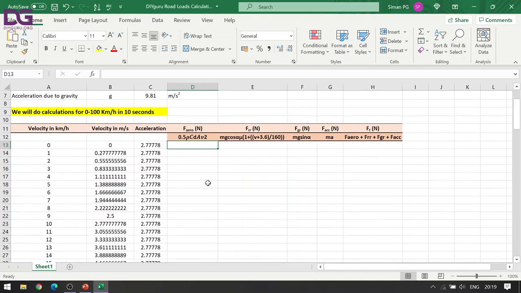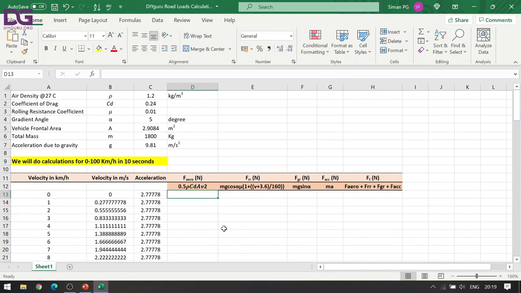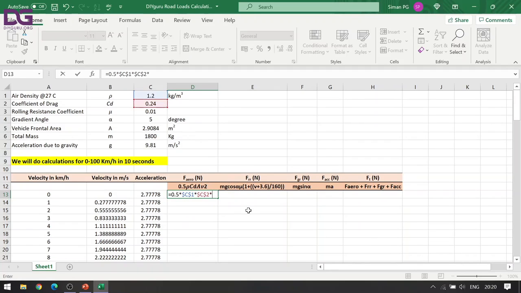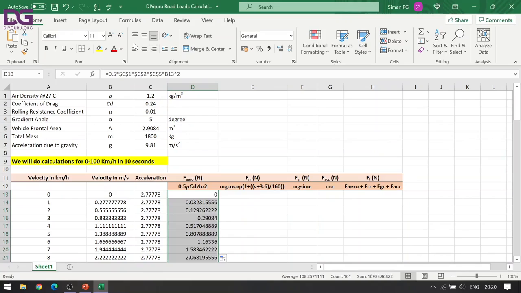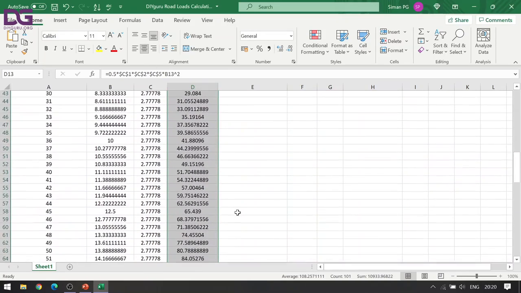And then we will start with the road loads calculation. Again, we will start with equals. We'll type 0.5, multiply, and I'll select the air density. Then I will select the coefficient of drag, then the area, then the velocity, which is in meters per second. Now I have to square this, so I'll add the caret symbol and 2. This will give me the aerodynamic drag force at different velocities.